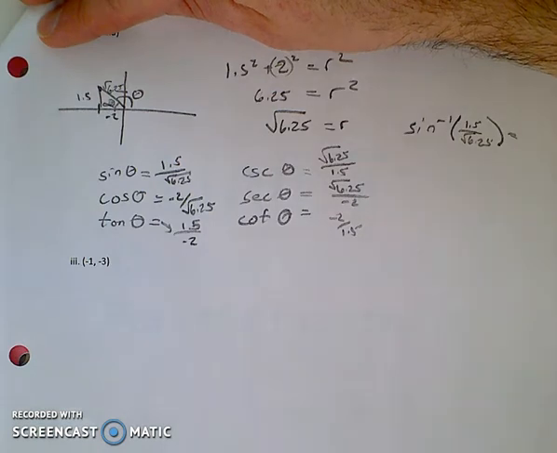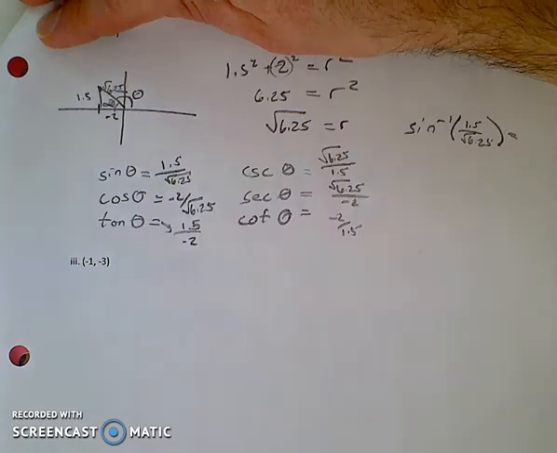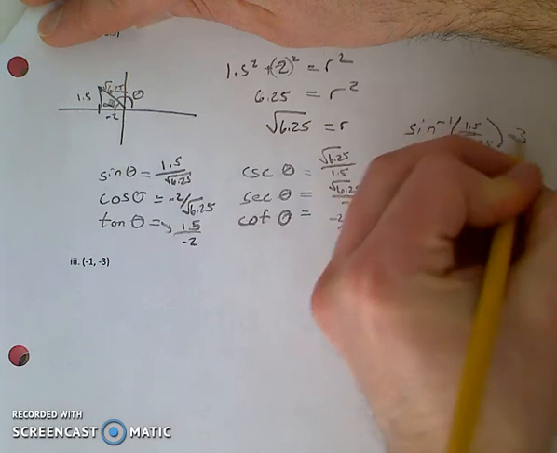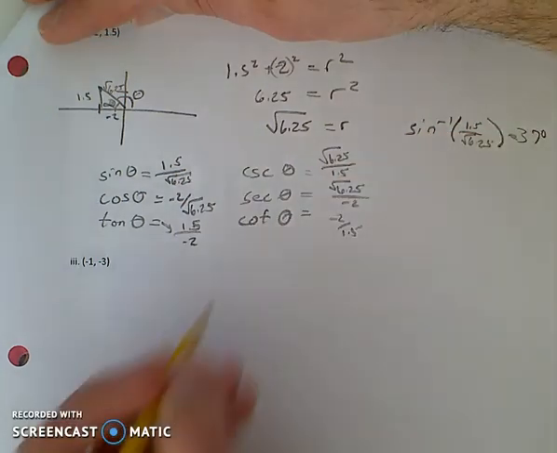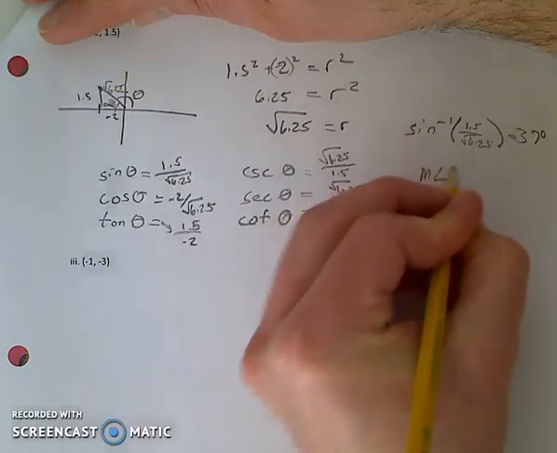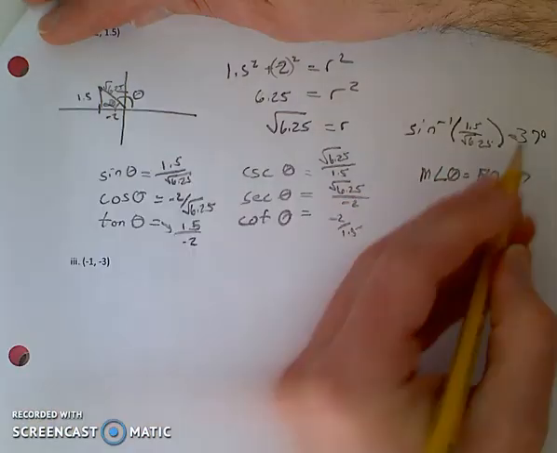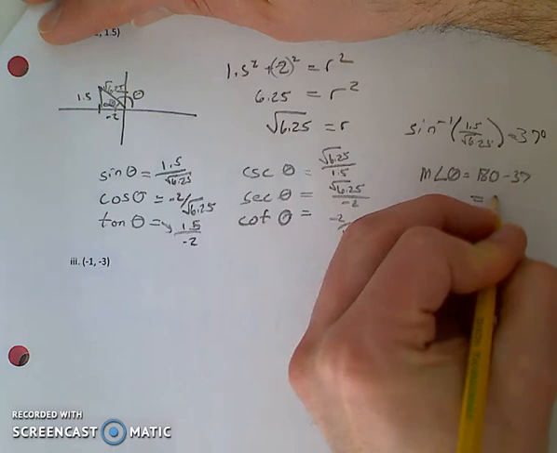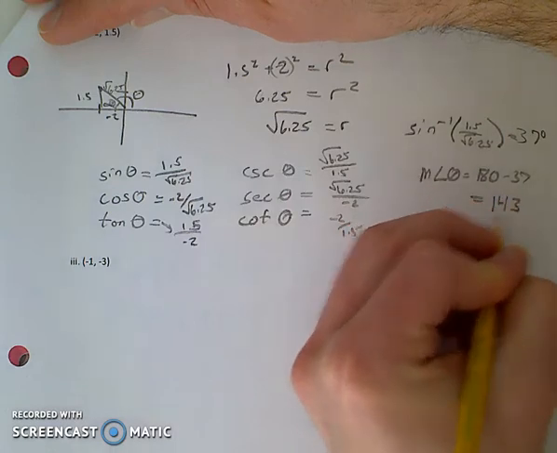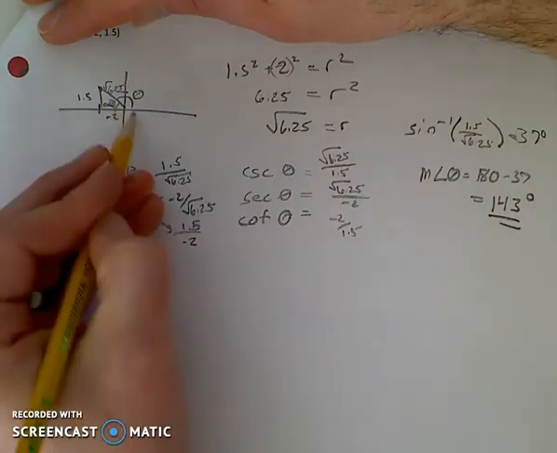And so we got 1.5 divided by the square root of 6.25. And again, that's going to be 37 degrees rounded. Now, the measure of angle theta, though, is 180 minus 37, because that gave us our reference angle. And so that's going to give us 143. 143 degrees is all of that.